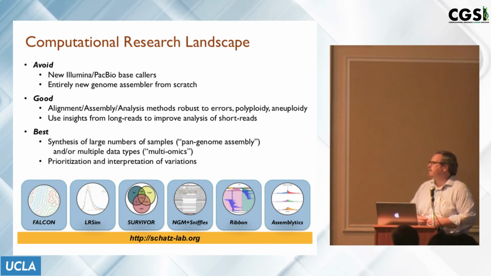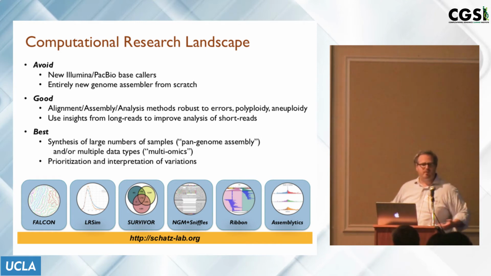A good problem to work on would be any sort of methods that are robust to errors, polyploidy, aneuploidy, complexity in the sample. I think that's our new reality, now that the reference genome is really established, the simple problems are kind of really well established. We need to go beyond that.